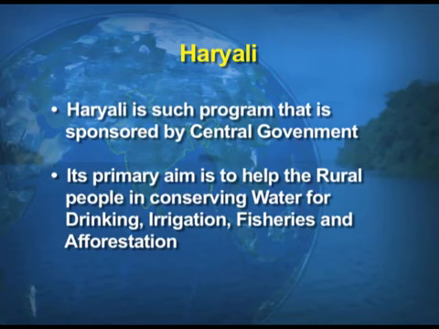The one most important project sponsored by the central government is Hariyali. Secondly, we talk about what are the important aspects of that. The primary aim of this Hariyali project is to help the rural people in conserving the water for drinking purposes, for irrigation purposes, for fisheries and as well as for afforestation. So what is afforestation? You might be knowing that afforestation is a concept where we go for planting more trees.